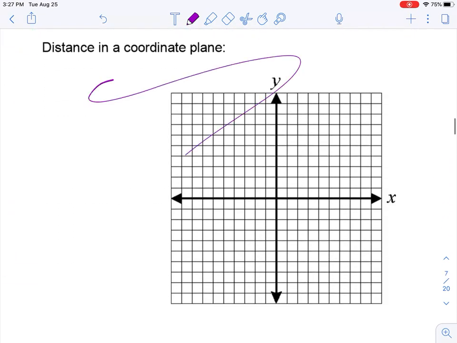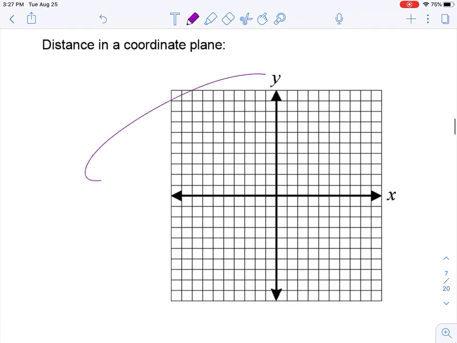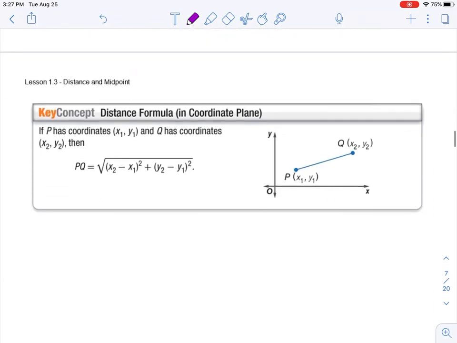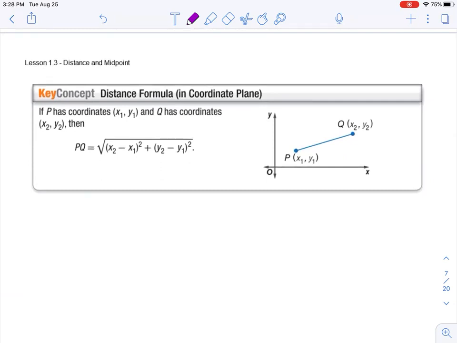We're going to skip this slide and go ahead and look at distance in a coordinate plane. Now we are going to dig a little deeper into this distance formula. I'm going to ask you to have this distance formula memorized, but this next part we're going to go through on how to find the distance formula. You don't have to memorize.